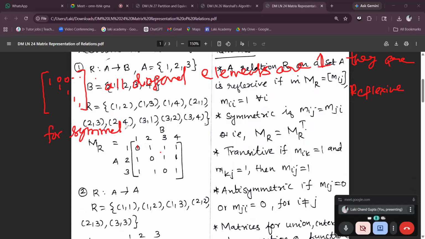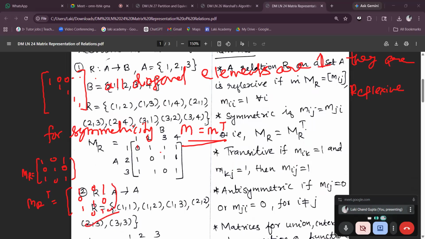For symmetricity, the original matrix and the transpose of the matrix must be equal. For example, 1 0 1, 0 1 1, 0 0 1. This is a matrix of relation. If you see the transpose, it means the first row becomes the first column, right? You are getting the same thing. This is what a symmetric relation is. Understood? Yes, you can note on this.